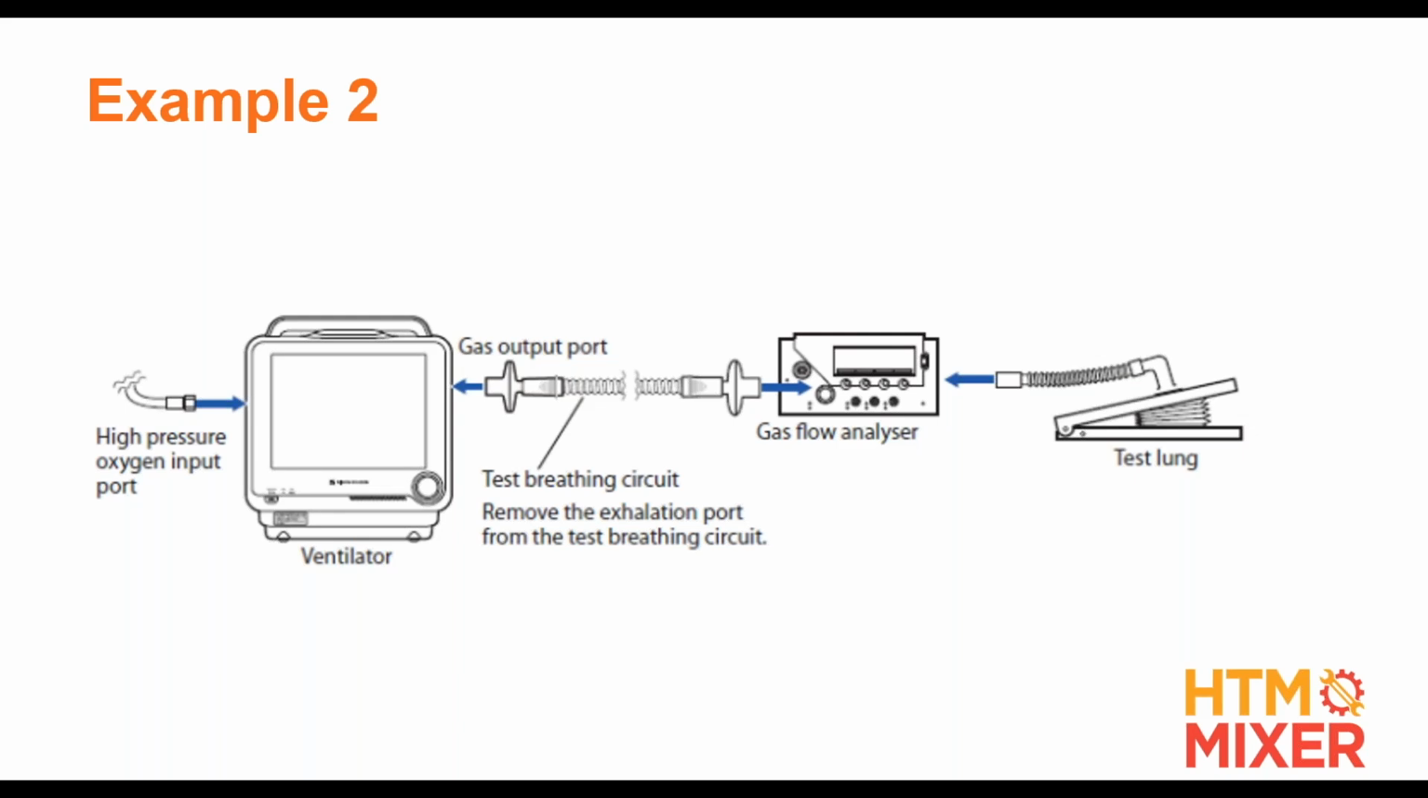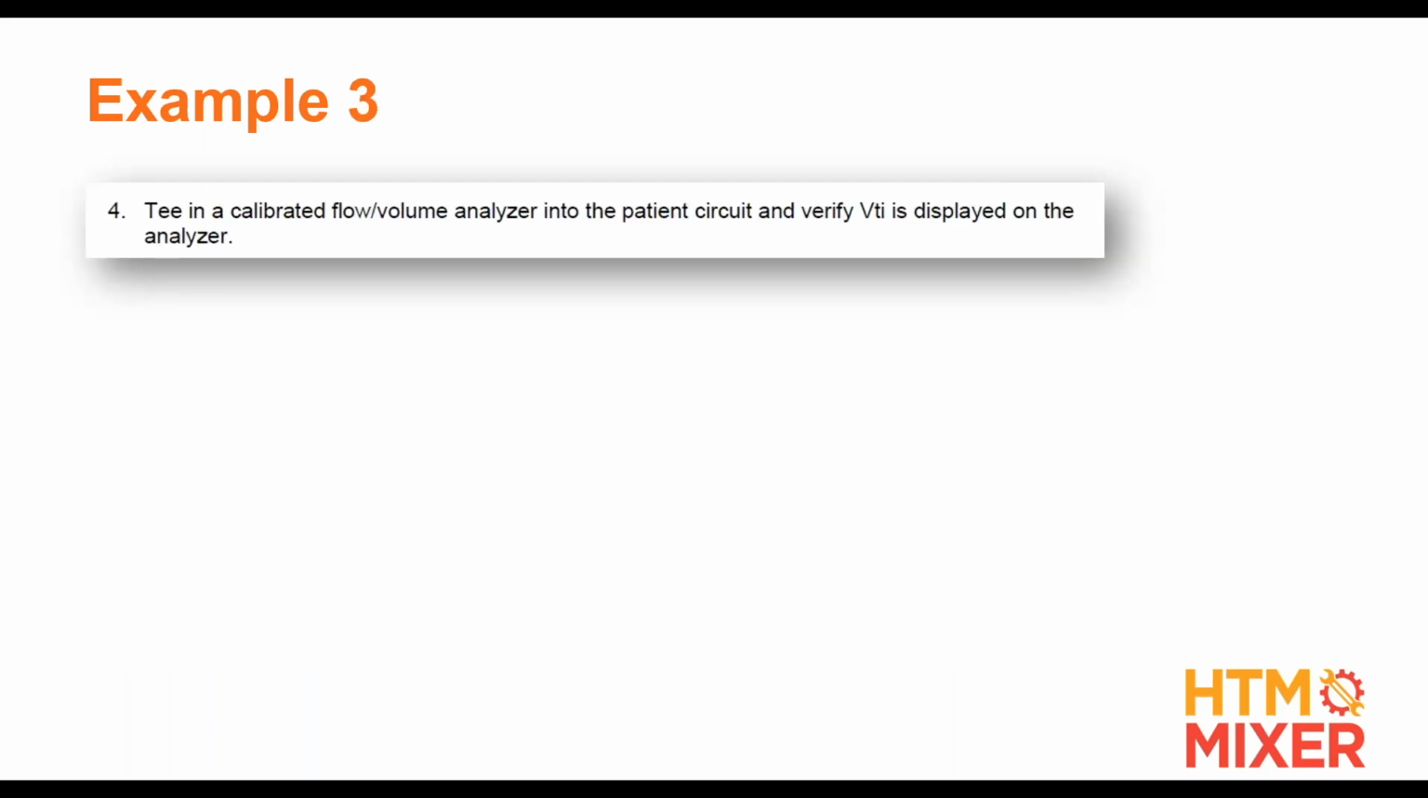It gets worse. This thing has a very limited range. Here we go. I'll just stay over here. In this example, they just tell you to tee in a flow/volume analyzer, and then make sure that VTI is displayed on the analyzer. It's like, wow, that's so vague. So there's a lot of vagueness in what manufacturers have put out there for you. And so those are real challenges.